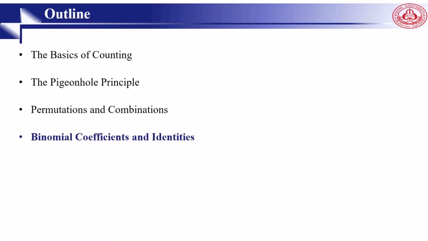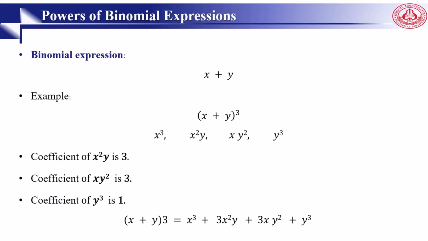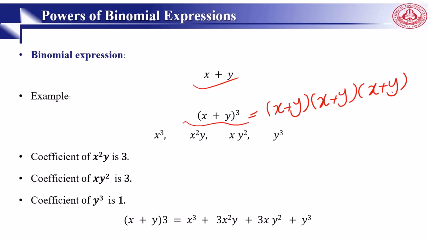The last topic is binomial coefficients and identities. A binomial expression is the sum of two terms like x plus y. We can use the counting principle to find the coefficients in the expansion of, for example, x plus y to the power of n, or 3, or anything. For example, if you want to consider x plus y cubed, then this is equal to x plus y times x plus y times x plus y.